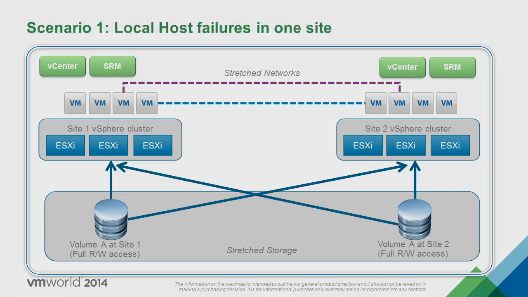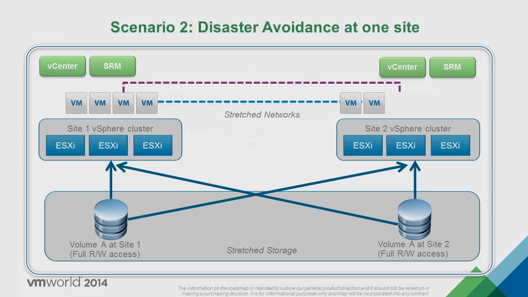The first scenario here is a localized host failure within a single site. In this scenario, HA basically acts as normal and will restart any failed VMs within that particular site, right? So in this kind of failure scenario, SRM is not in the picture. It's automatically handled by VMware High Availability. Now let's take a look at another scenario.